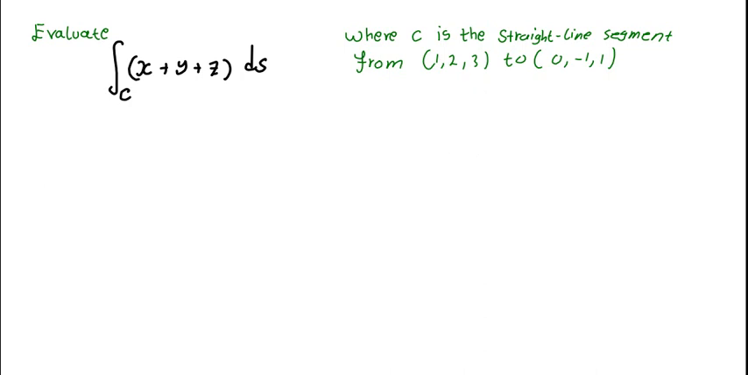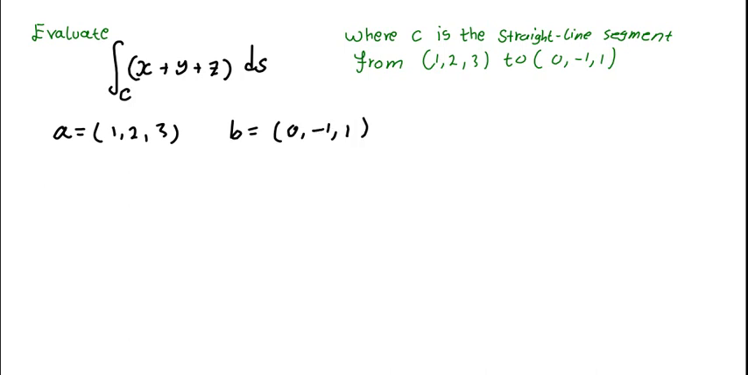The first thing we have to do is write the parametric equation of the line segment, to get the x of t, y of t, and z of t. So what you do is come up with a vector. Let's say the first point is A, so A is equal to 1, 2, 3, then B is equal to 0, negative 1, 1.